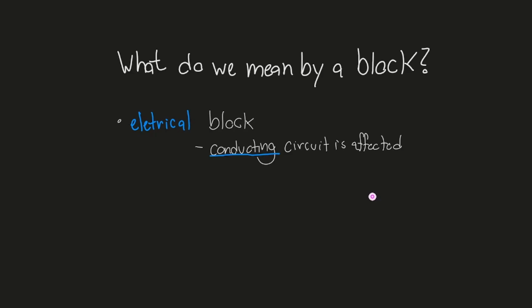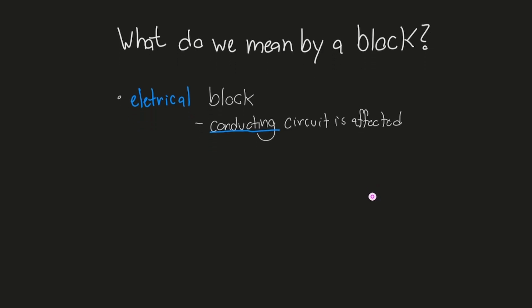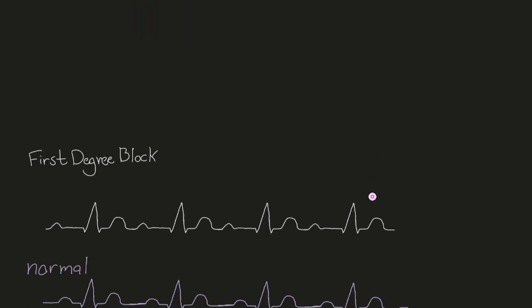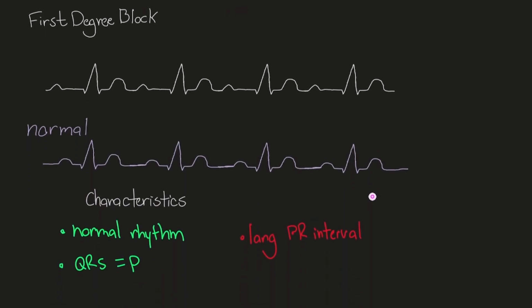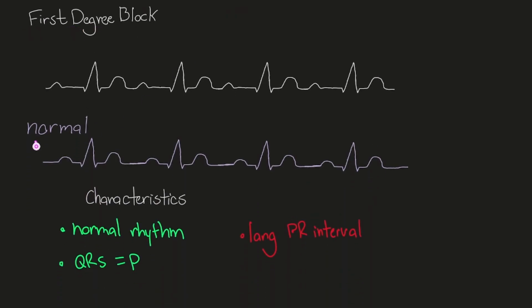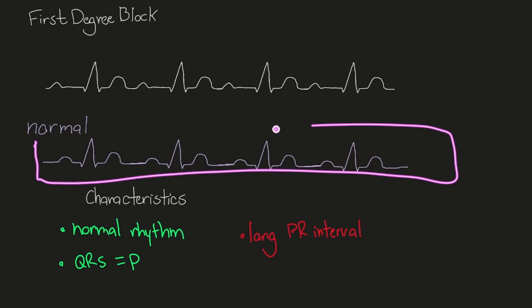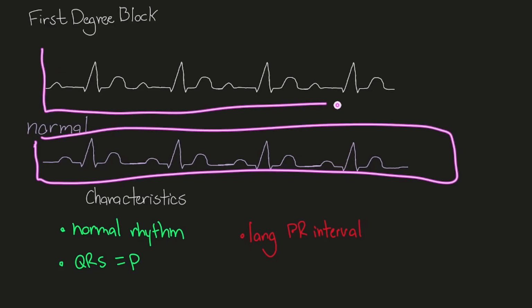So there is somewhere in our circuits in our heart that is affecting, delaying, or completely stopping our depolarizing wave from going through it. Now first we'll look at a first degree block. So right here we have our normal EKG, and here's our first degree block EKG.